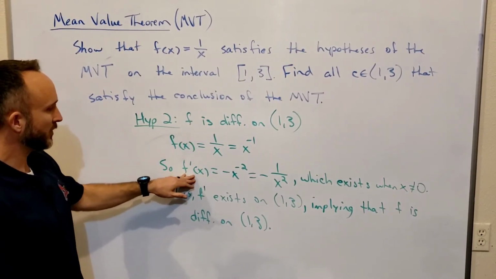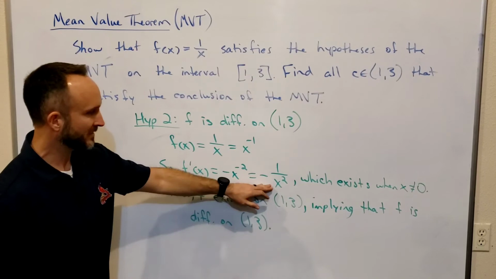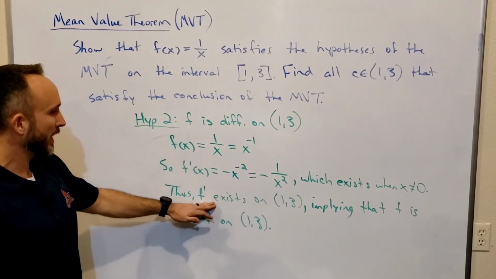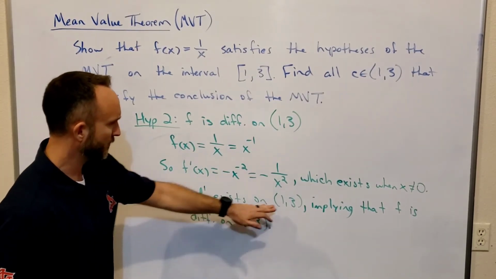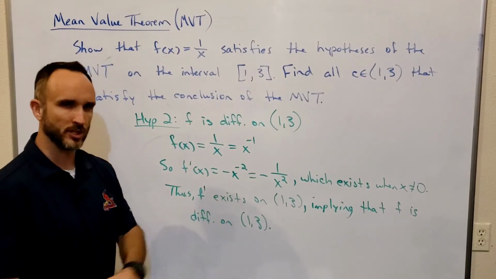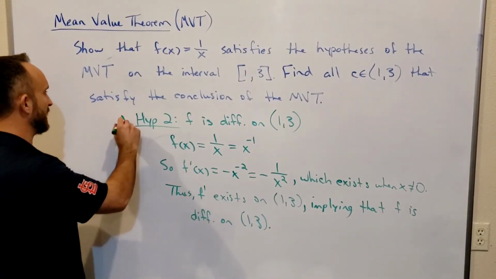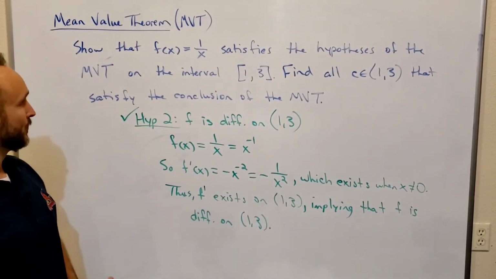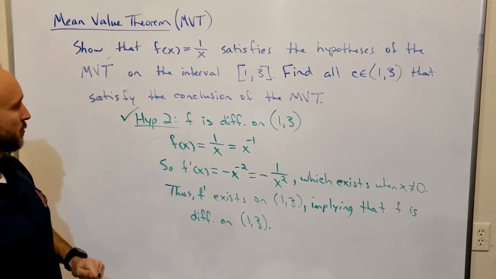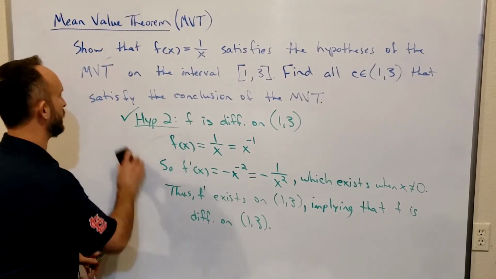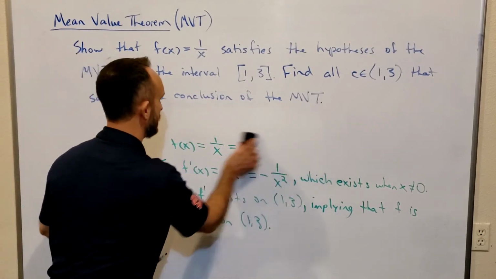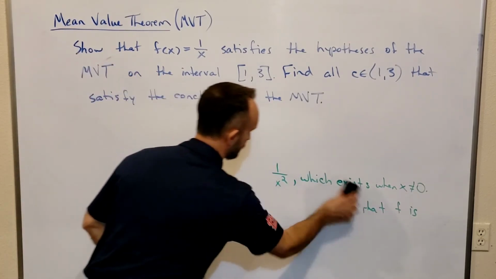So again, look at the derivative, figure out where it exists. Then that's where the function is differentiable. And in this case, it's differentiable from 1 to 3. So we've satisfied hypothesis 2, and we've finished the first part of the problem. We've shown that the function satisfies both hypotheses of the mean value theorem.